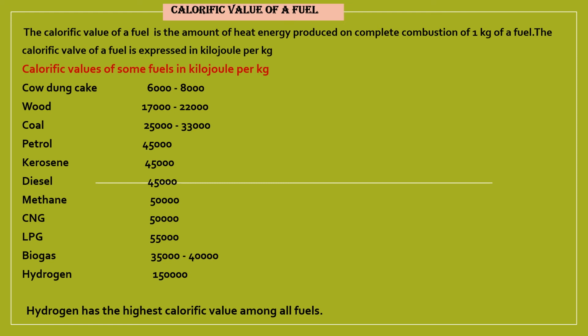LPG 55,000 kilojoules. Biogas ranges between 35,000 to 40,000, and hydrogen has got 1,50,000 kilojoules of energy produced per kg. Now, hydrogen has got the highest calorific value among all the fuels, but it is not safely harnessable because it leads to explosion of the fuel.